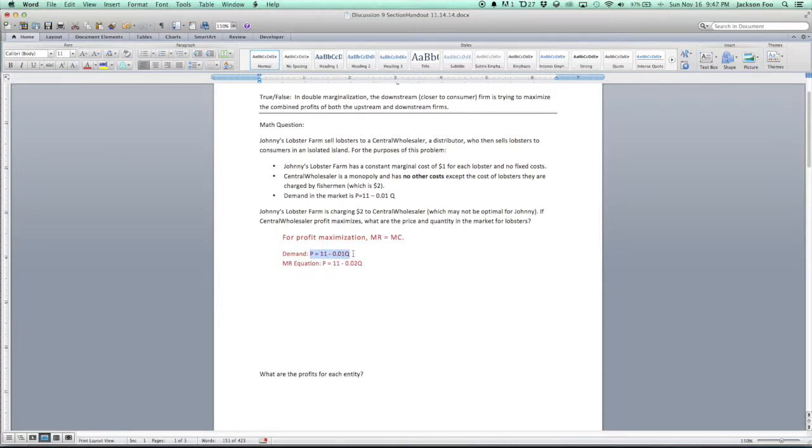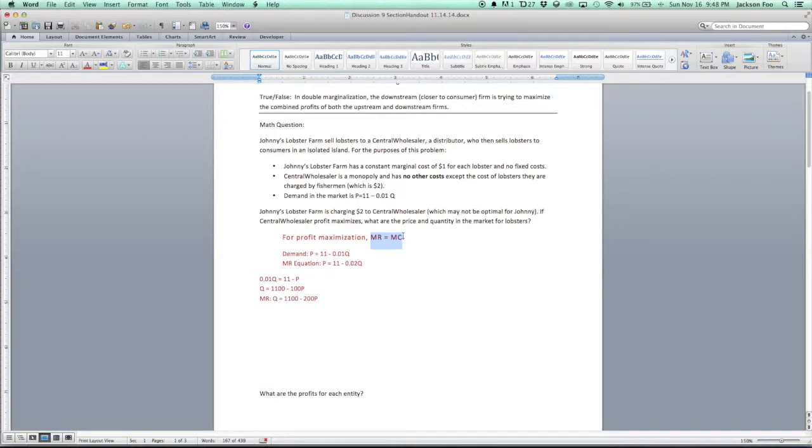Remember, an important thing is that your demand equation always has to be in the P equals something Q format. You can't have it as, for example, let me just write it here, I'm going to delete it in a second, 0.01Q equals 11 minus P. And then you do Q equals, what is this, 1100 minus 100P. And therefore my MR is given as Q equals 110 minus 200P. This does not make sense.